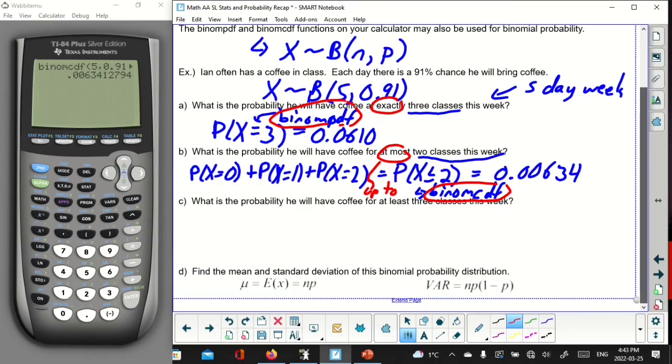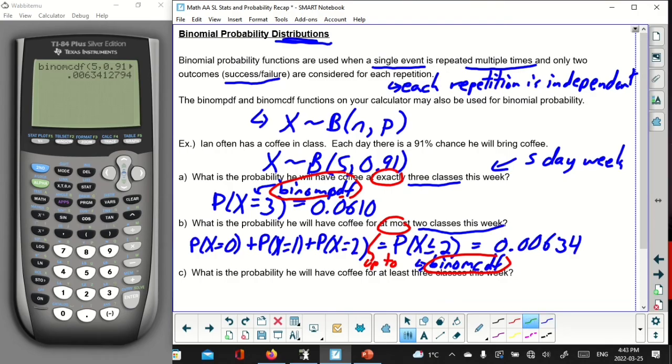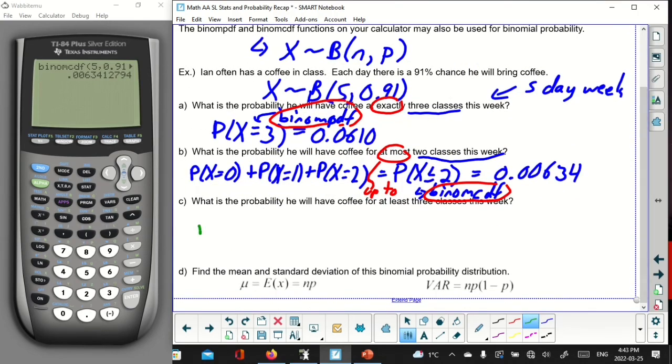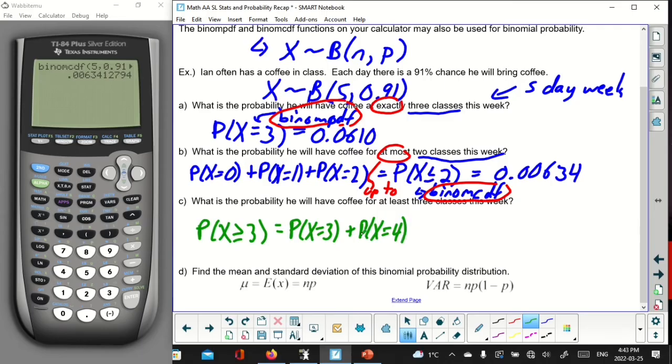Lastly, what's the probability that he'll have coffee for at least 3 classes this week? So in terms of notation, I would write this: P(X ≥ 3). And I could do that with binom PDF. I could just find the probability that he has it at 3 classes plus 4 classes plus 5 classes.